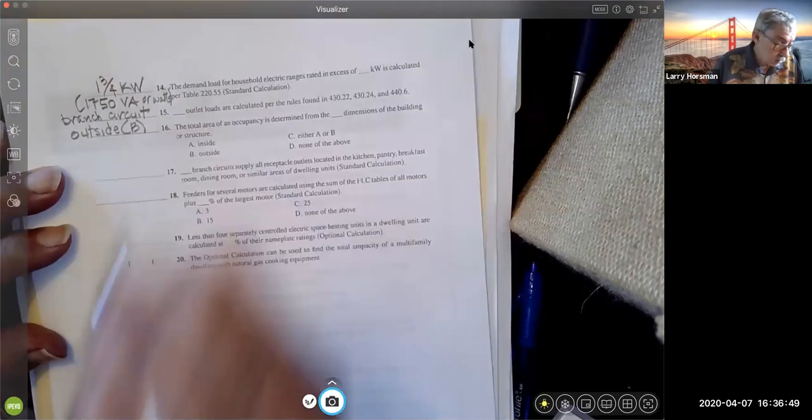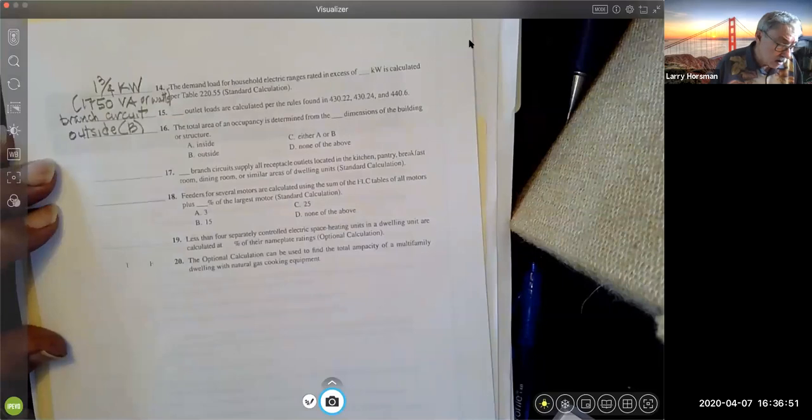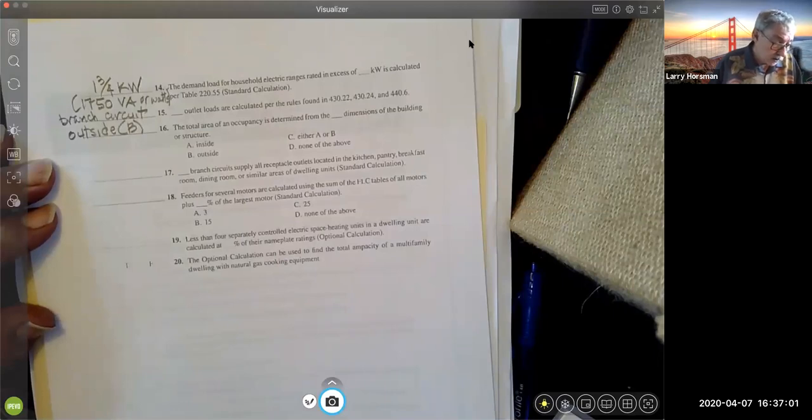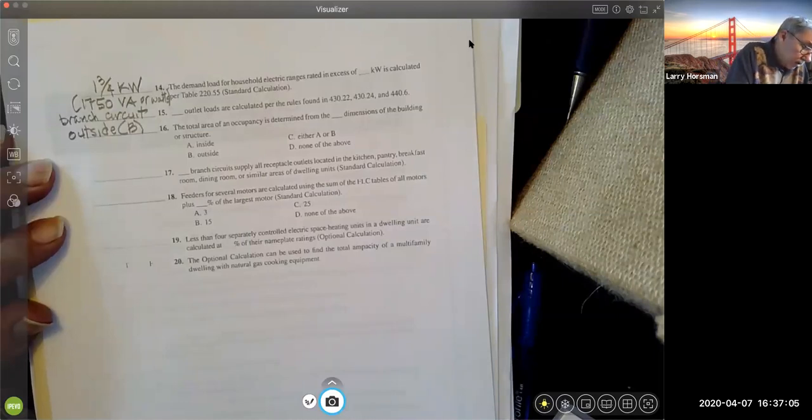17. What kind of branch circuits supply all receptacle outlets located in the kitchen, pantry, breakfast room, dining room, or similar area of dwelling units? Again, per the standard calculation, these would be small appliance.